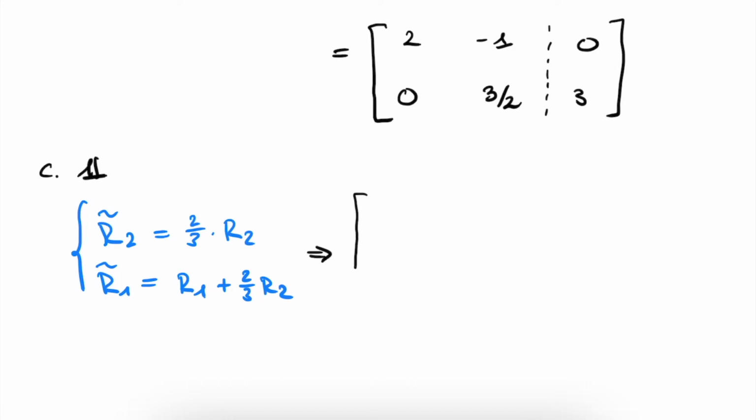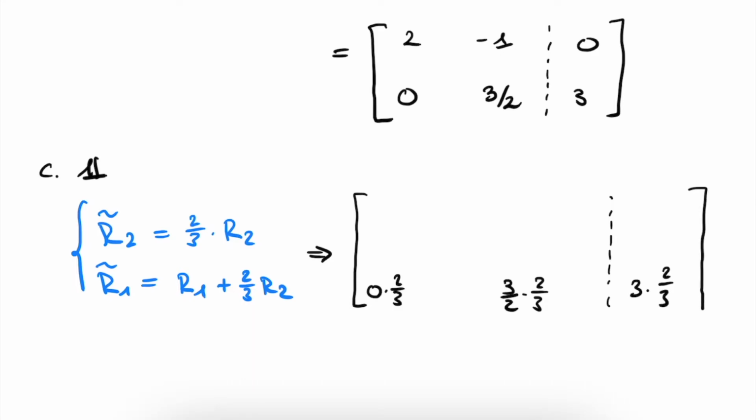How does this look? Well, this will become a new matrix. And let's focus on the new second row first, because that's the simplest one. We simply have to multiply our old second row with 2/3. We know that 0 times 2/3 is simply 0, so that's okay. Then we have to multiply this second element, 3/2, this element, times 2/3. And we see, of course, that this becomes 1, which is exactly what we want. And then we still have to multiply this 3 by 2/3, and we see that this will become 2. And our new second row is already done.